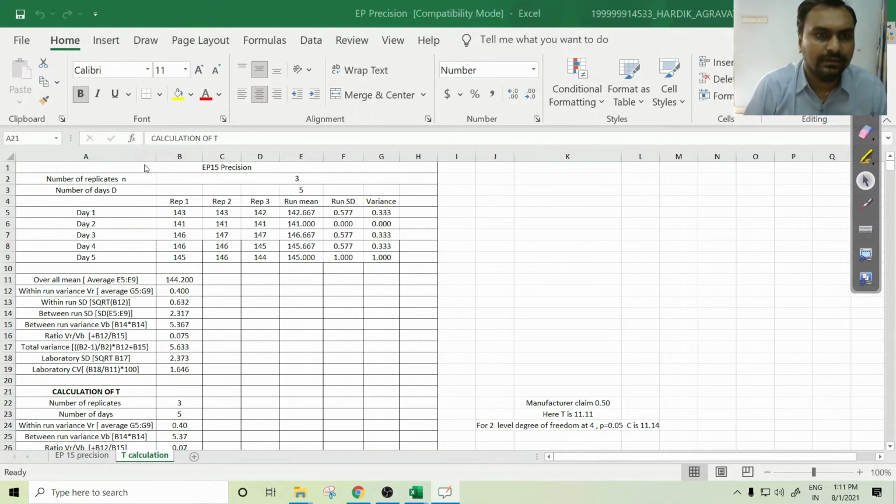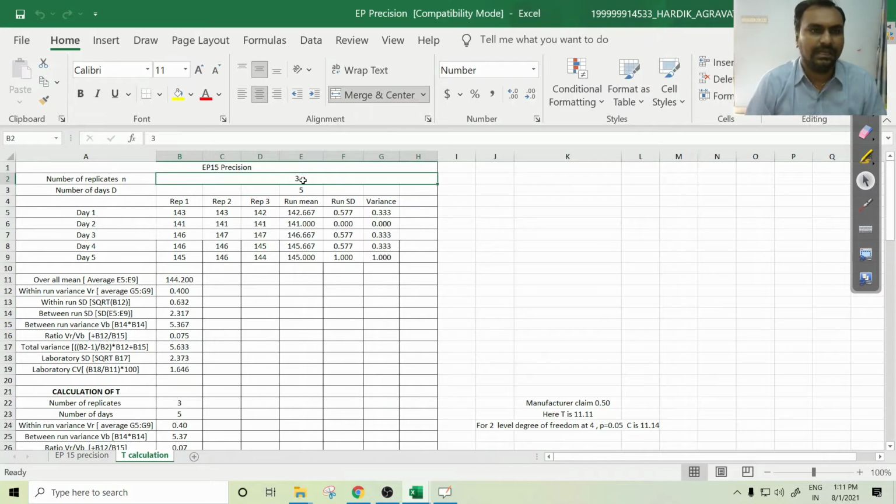So you can see here on day 1 you have to run the sample, and run that same sample 3 times. So the number of replicates n is 3 and we have to run it for 5 days. For the first day we got the results 143, 143, 142. On day 2 we got 141, 141, 141. Day 3 we got 146, 147, 147. Day 4 146, 146, 145, and day 5 145, 146, 145.